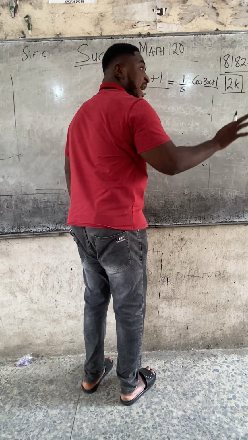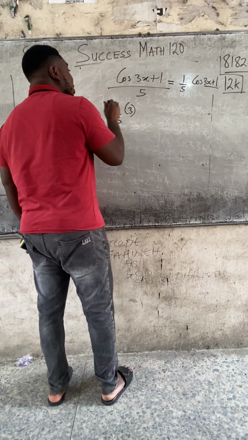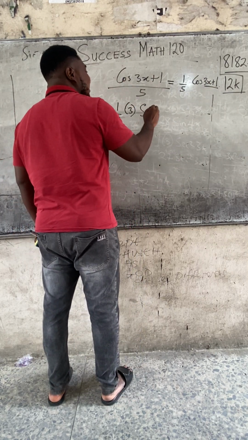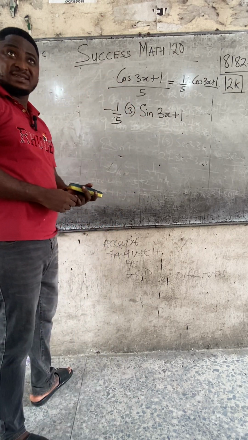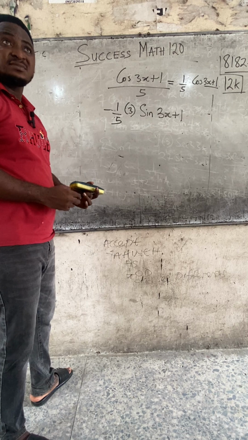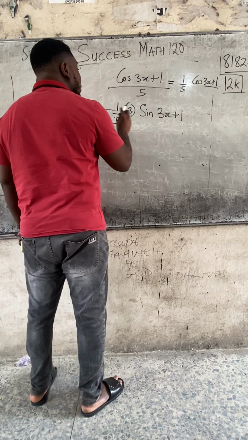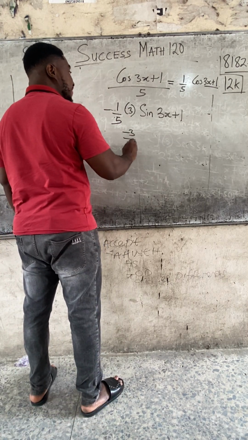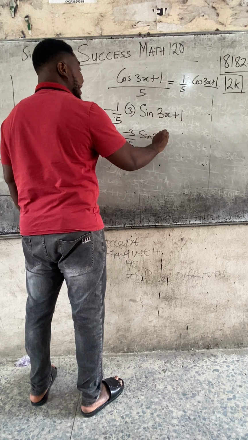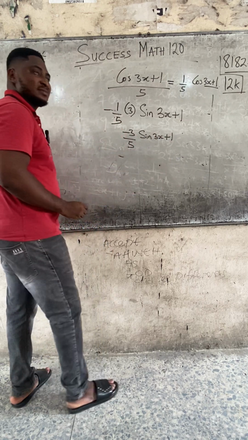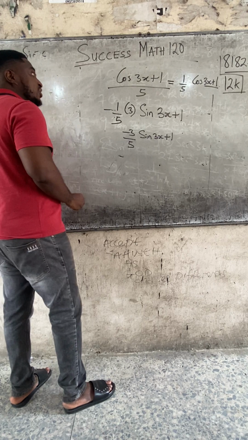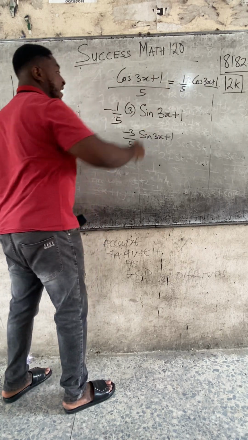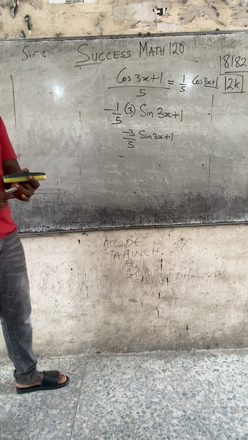1 is a constant. Cos changes to what? Minus sine. Then repeat the 3x plus 1. Repeat the what? Minus 1 times 3, minus 3 over 5 sine of (3x plus 1). Final answer. So the derivative of cos of (3x plus 1) over 5 is minus 3 over 5 sine of (3x plus 1).